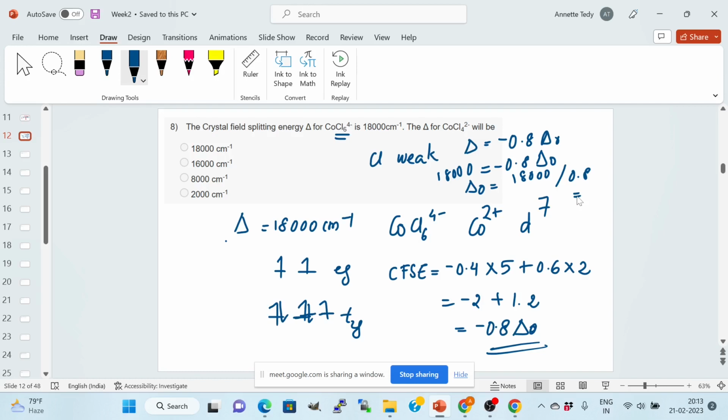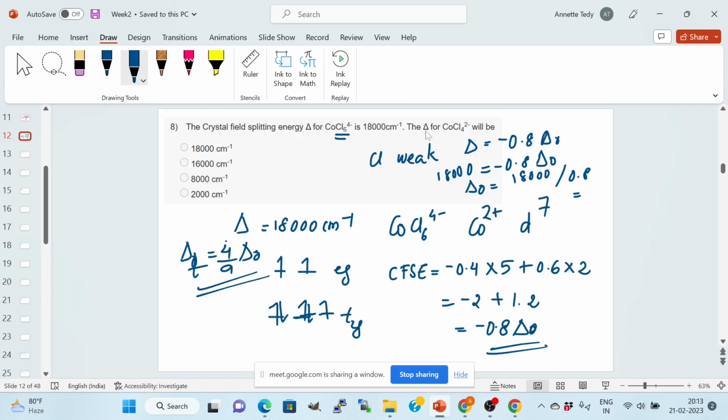Ah, that is also possible. Yes, I forgot about that. Yes, that will be much easier. Delta octahedral is equal to 4 by 9 of delta tetrahedral, is equal to, delta T is 4 by 9 of delta O, right?